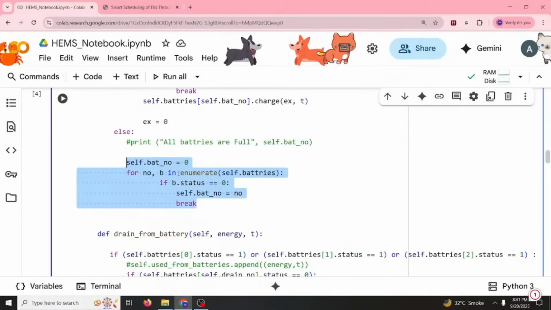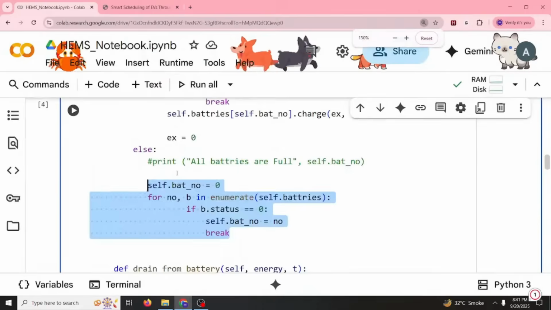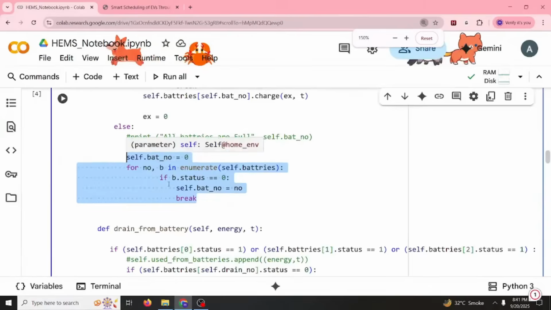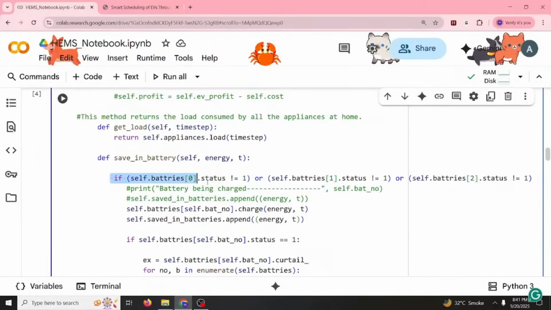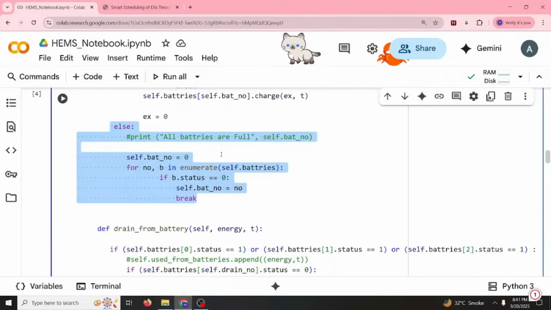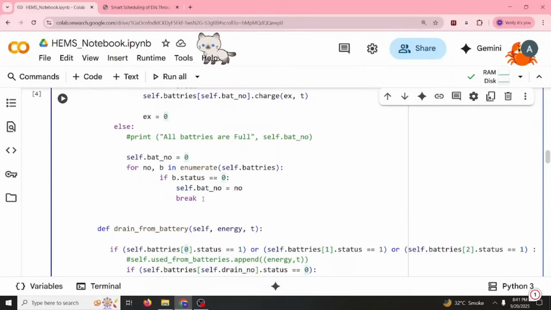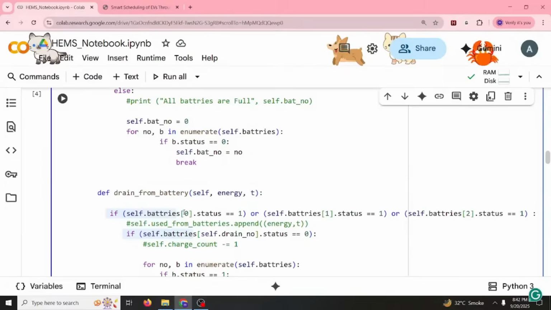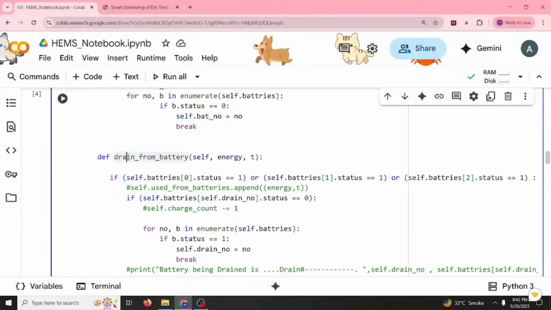So this battery number here, it is also an interesting function for changing the battery number. It actually checks here whether all the batteries are charged or not. Let's say if all the battery status is 1, that means all the batteries are full. So this will take the battery number to 0, and it will always break and do nothing, because all the batteries are full. Even if you save the energy, it will do nothing.